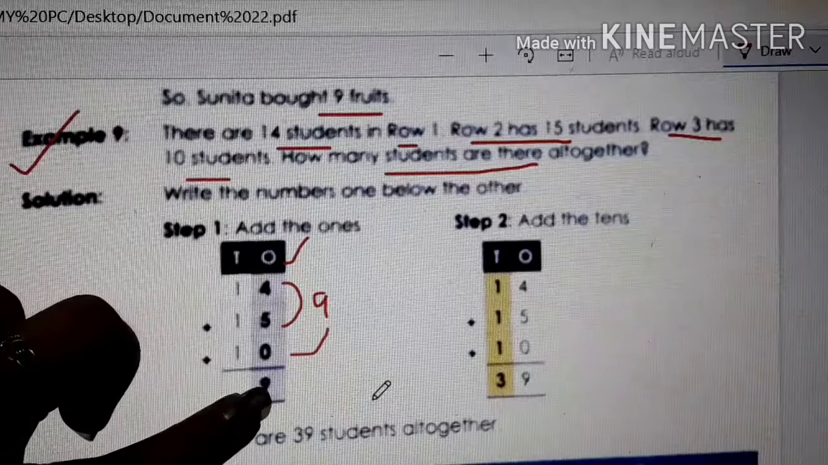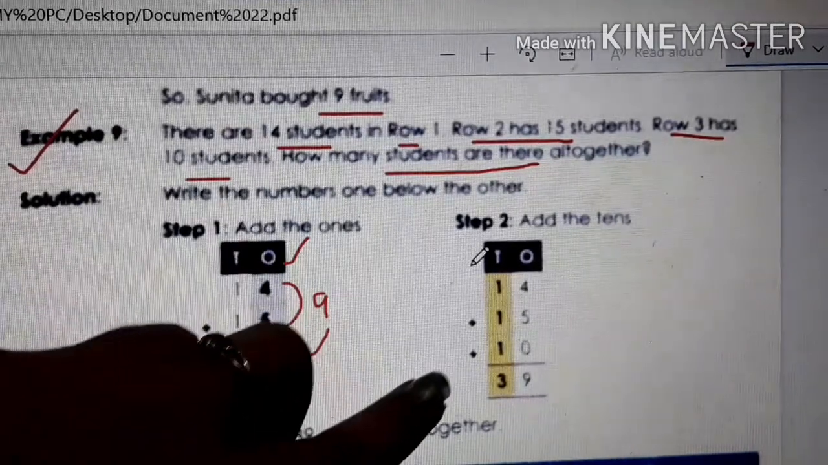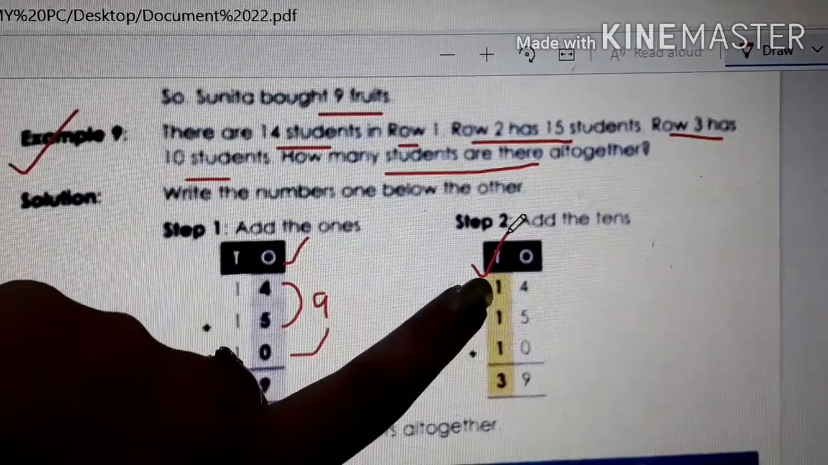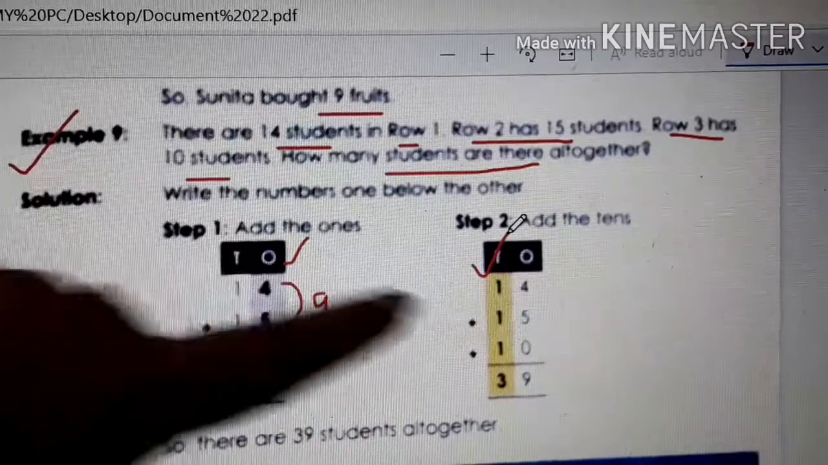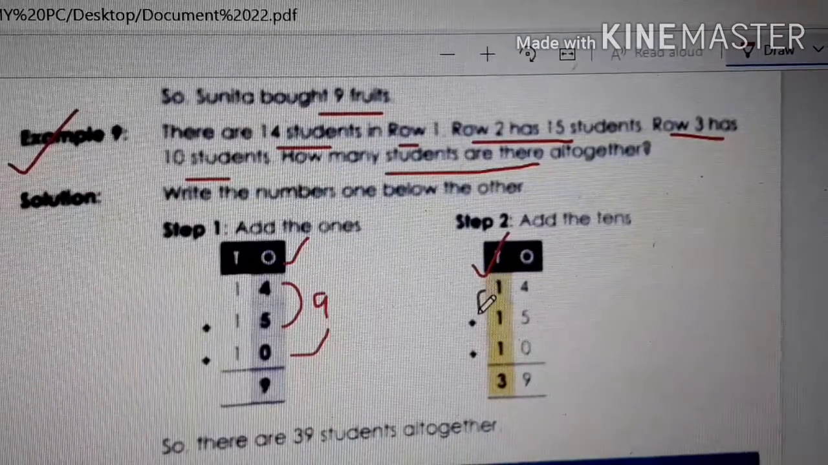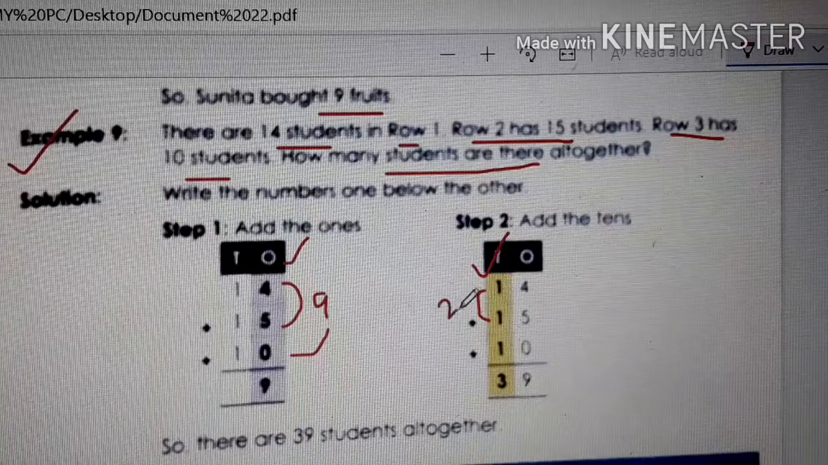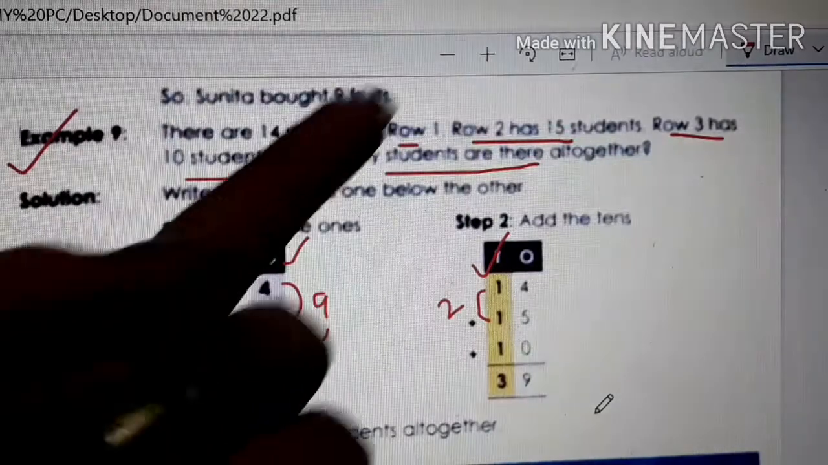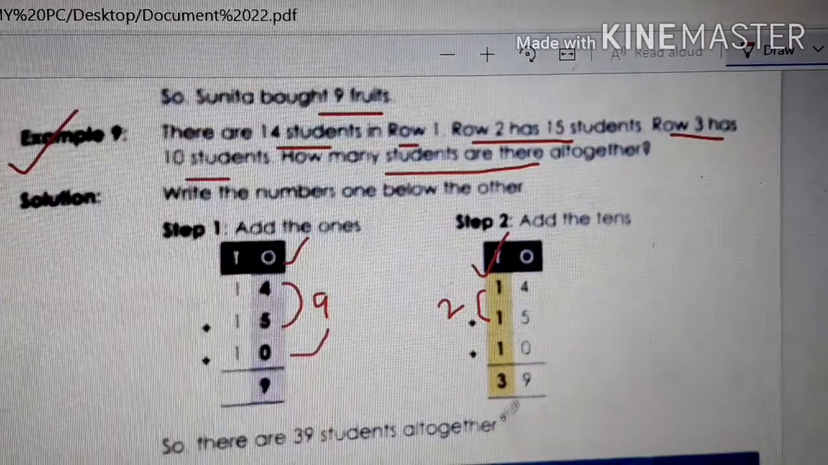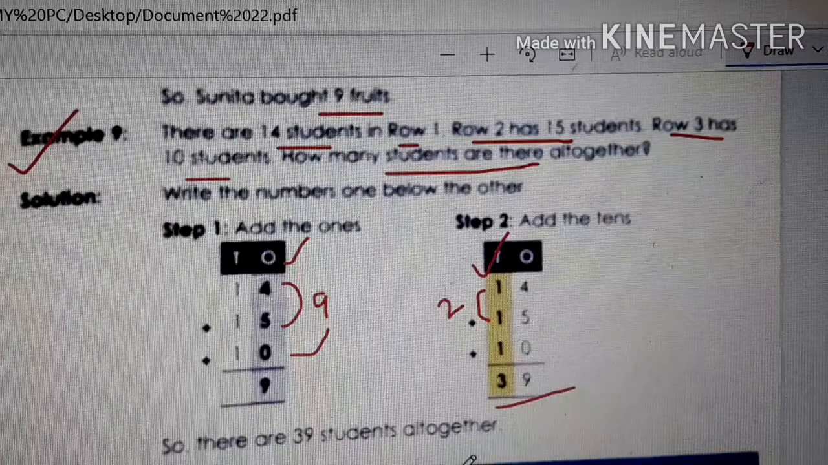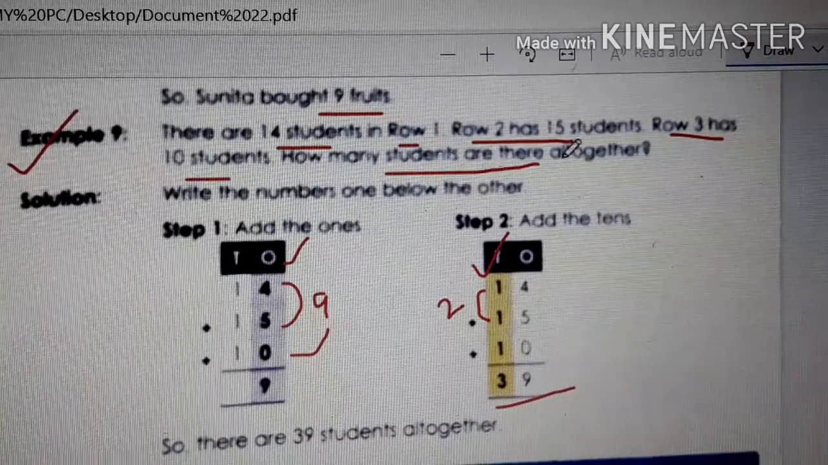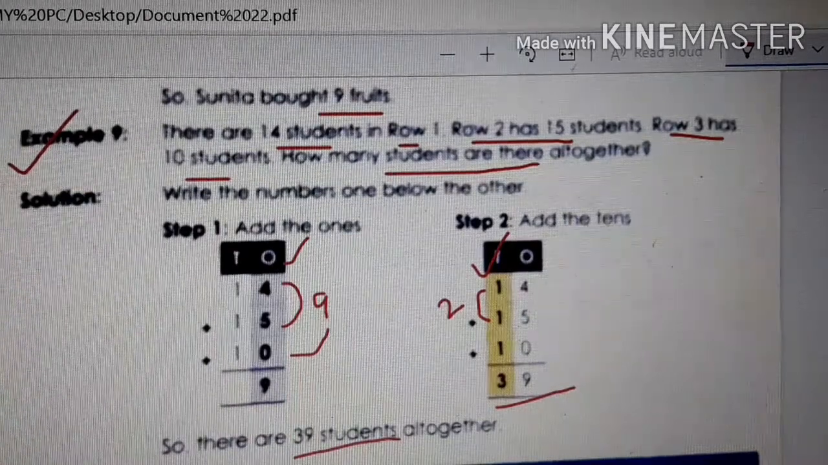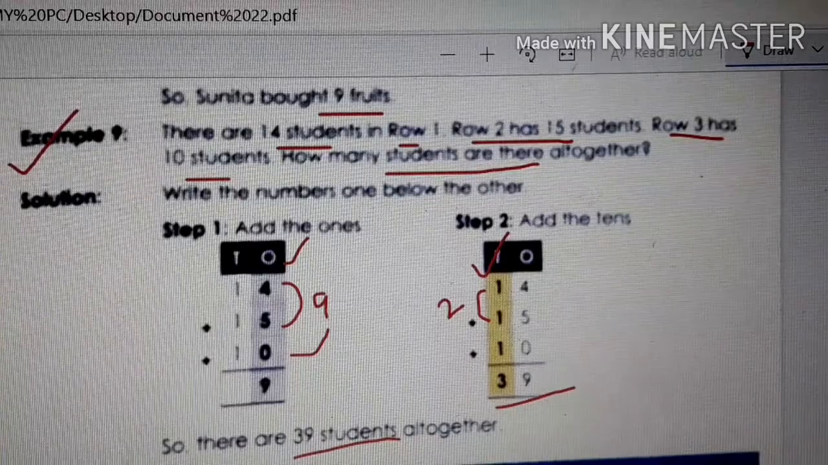After completing the ones place, children, we will move to the tens place. Now in the tens place, how many numbers are there? 3 numbers, isn't it? So first 2 numbers we will add. 1 plus 1, what is it? 2. Then 2 plus 1, the third number. So keep 2 in mind, open 1 finger: 2, 3. So what is the answer, children? 39. How many students are there altogether? There are 39 students altogether. Is it clear to you all, children?